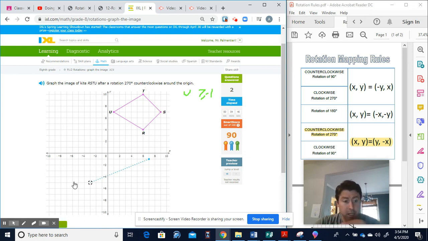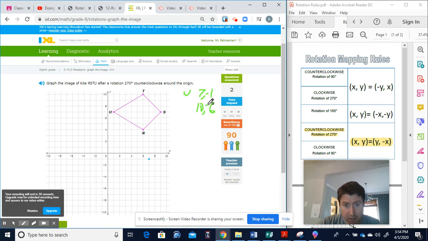All right, so now I'm going to take my next point, and I'm just going to go in order here. So now this is 6, 10. So that point was 6, 10. I'm going to flip it. So now this is going to become 10, 6. And again, I want to take the opposite of my X. So the opposite of the 6 is negative 6.